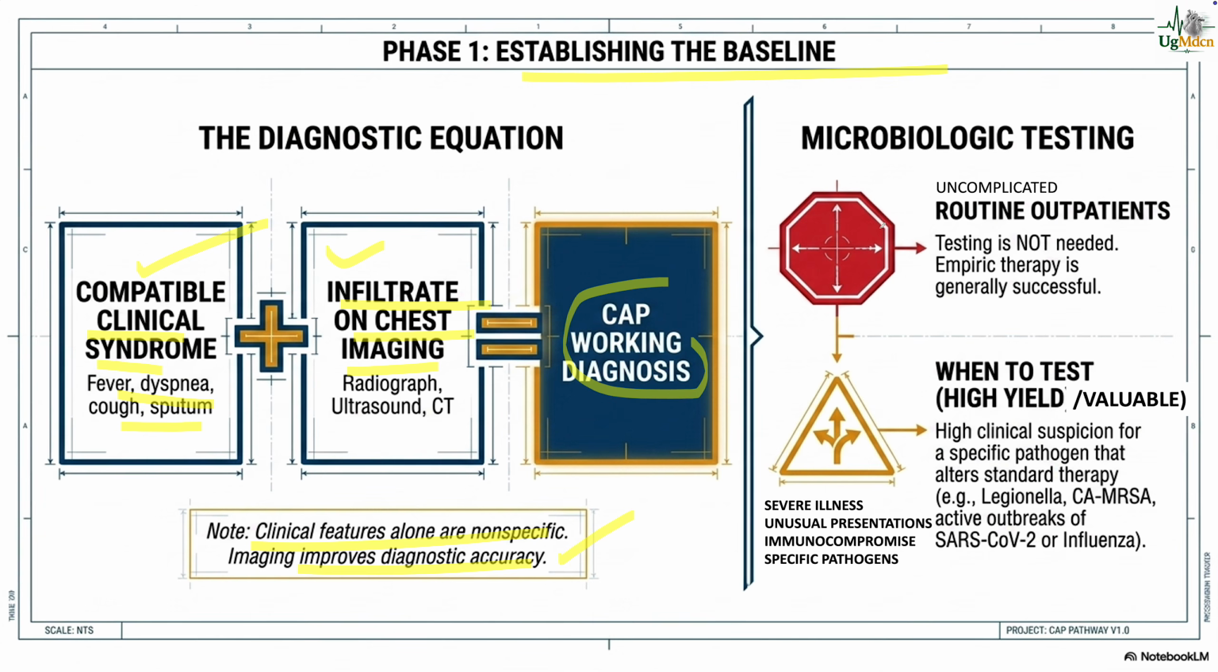For uncomplicated outpatient disease, routine sputum cultures and extensive testing are generally not necessary. Testing becomes more valuable in severe illness, unusual presentations, and immunocompromised patients. We test when there is high clinical suspicion for a specific pathogen that alters standard therapy.